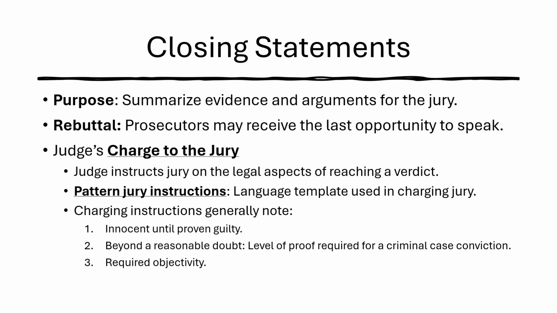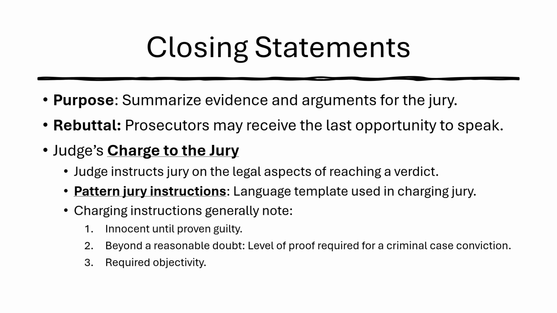So your book calls it charge to the jury. You will also hear it as jury instructions. So this is where the judge will instruct the jury on the legal aspects of reaching a verdict. So this is where the judge will go through the different counts that the defendant is charged with, and kind of remind the jury what has to be satisfied for that count to be relevant. So the jury has to find this count guilty if the prosecution has proven these facts.